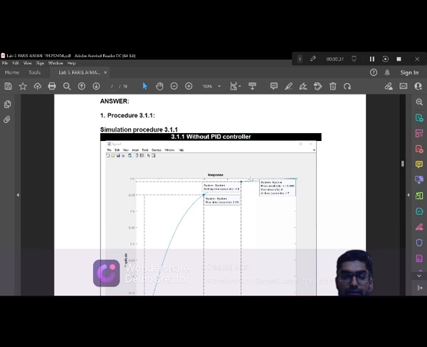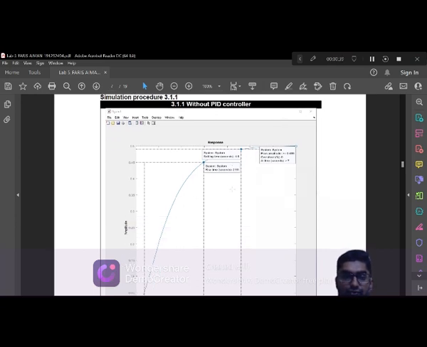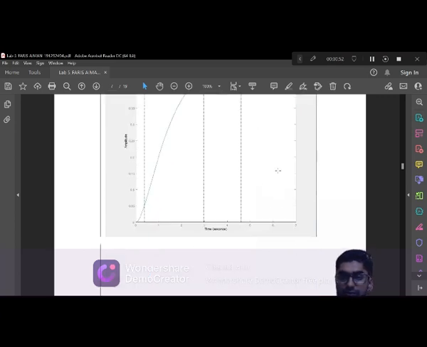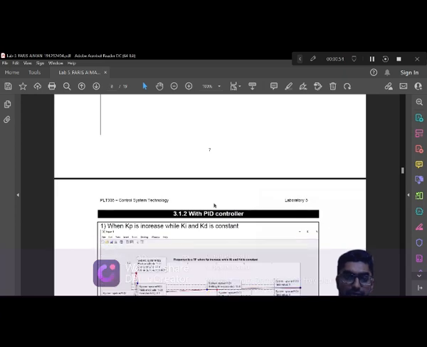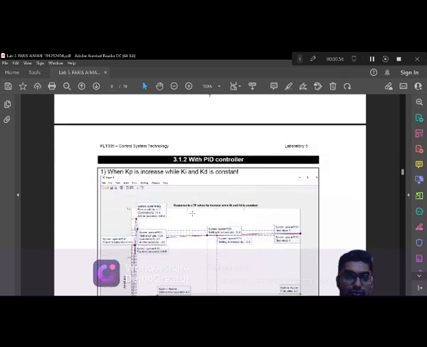Now, this is the graph without the PID controller. The system settling time is 4.6, rise time is 2.59, and system peak amplitude is 0.499. Overshoot percentage is 0, at time in seconds greater than 7. Okay, this one is with the PID controller.